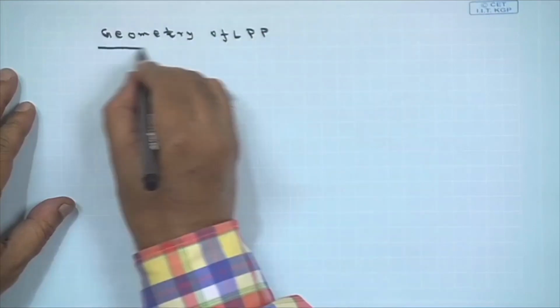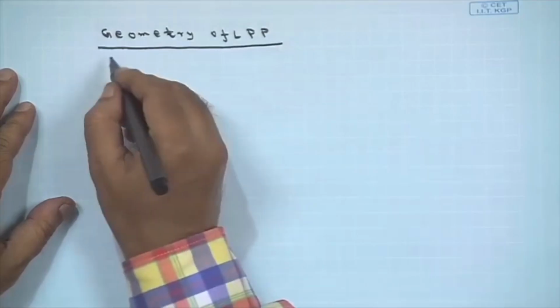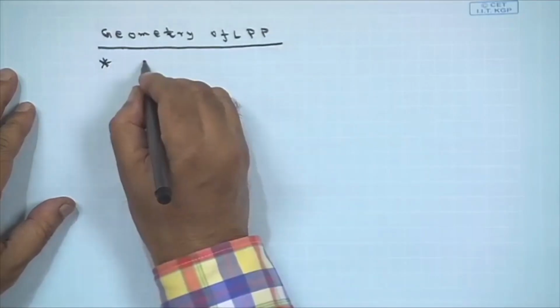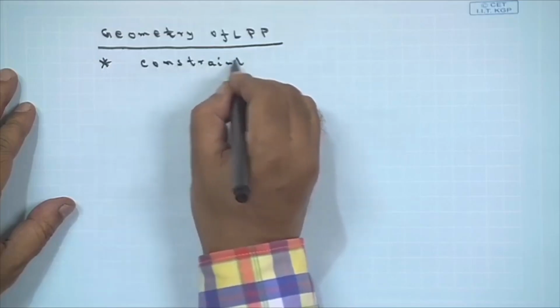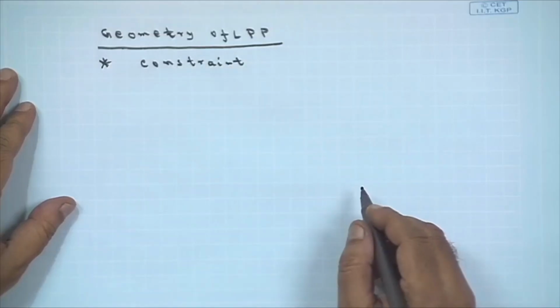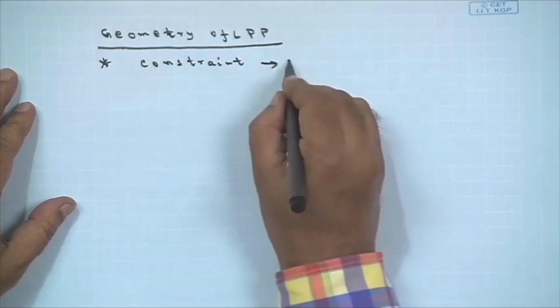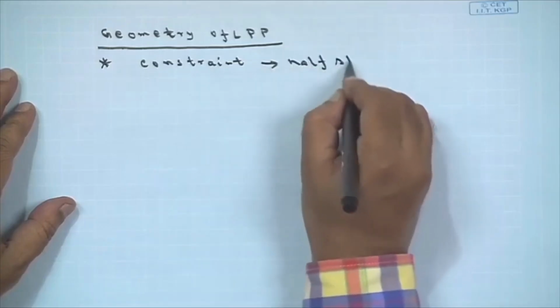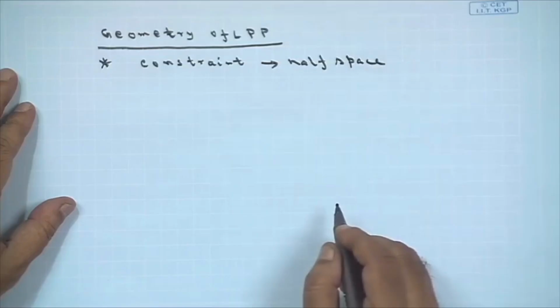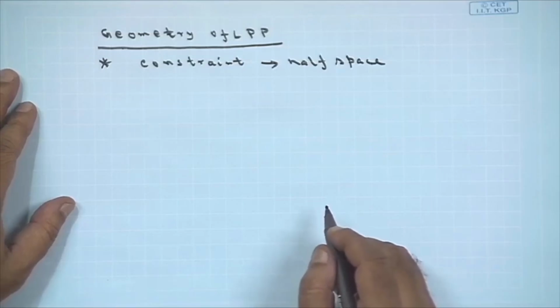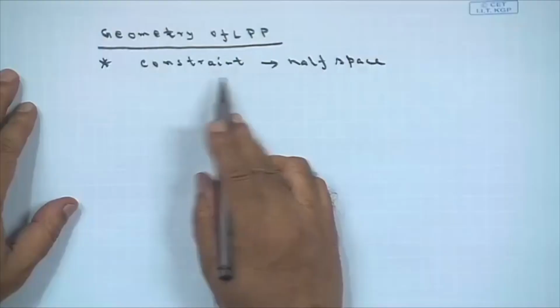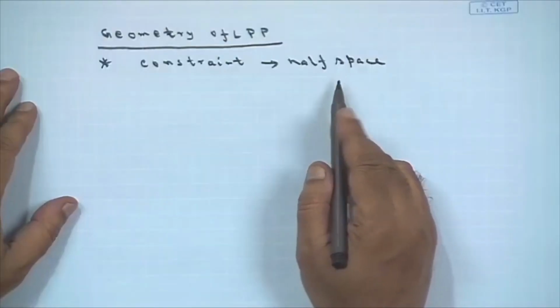Here, what is happening? If you see, number 1, you have a constraint. Each constraint defines one half space. Half space means it may be an open half space or it may be a closed half space. So, each constraint is defined as a half space.